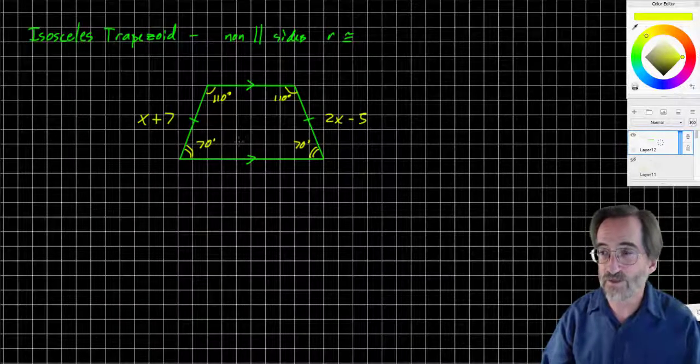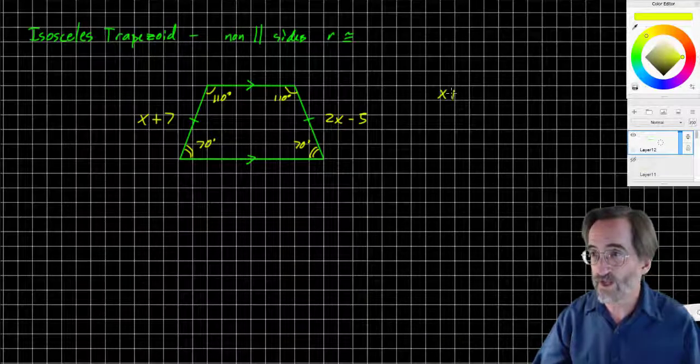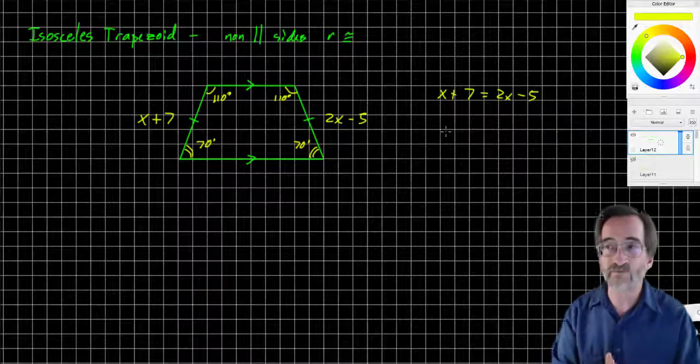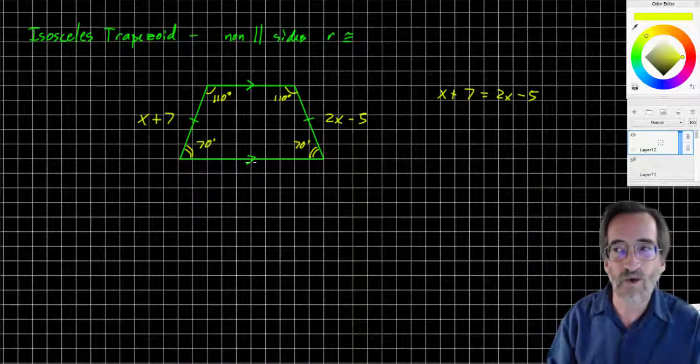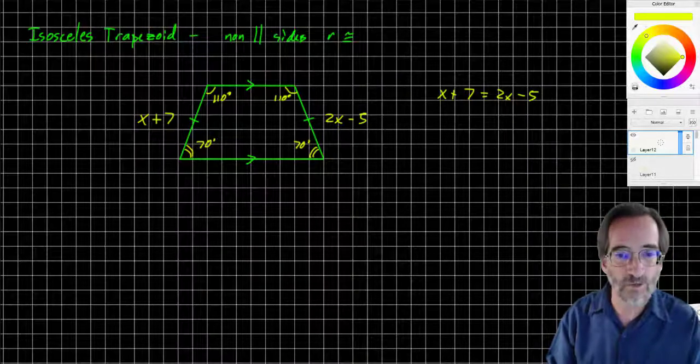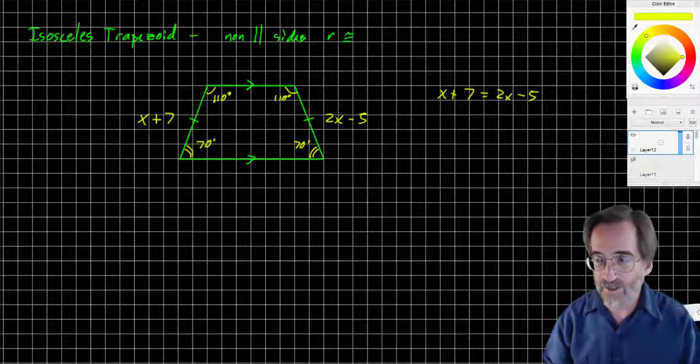In an isosceles trapezoid, the legs are the same. So we can write the equation x plus 7 equals 2x minus 5, and we can find an x value that makes that true. Same thing can be done with angles, summing up to 180, or angles that are congruent or equal to each other. Okay, that's an isosceles trapezoid.